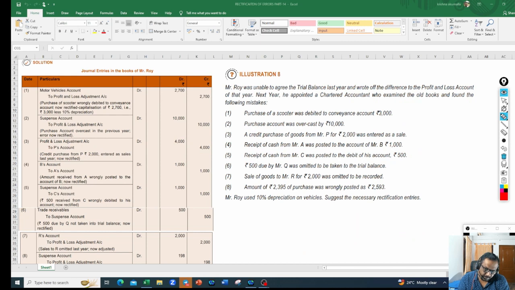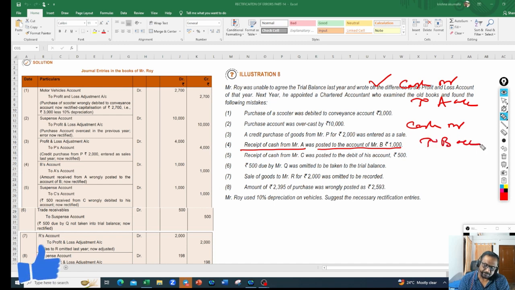Next. A receipt of cash from Mr. A was posted to the account of Mr. B, 1000. We received cash from A, so cash account debit, A account we are supposed to write. This is the right entry. But what we did, cash account debit, B account we credited. This is the wrong entry.